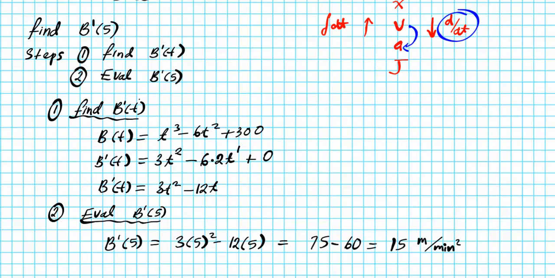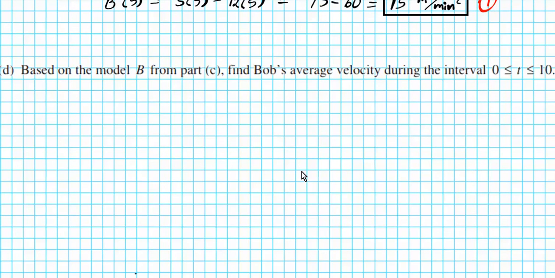Now for this question, using the AP scoring guidelines, you earn a total of 2 points. The first point is for part 1, finding the derivative correctly, and the second point is in evaluating the derivative at the specified time, t equals 5. All right, let's take a look at the D part. It says, based on the model B from part C, find Bob's average velocity during the interval 0 less than or equal to t less than or equal to 10.